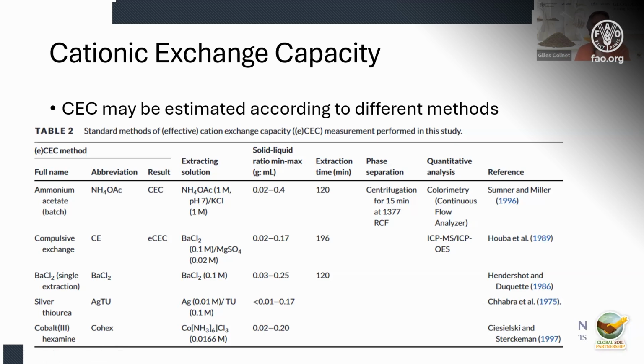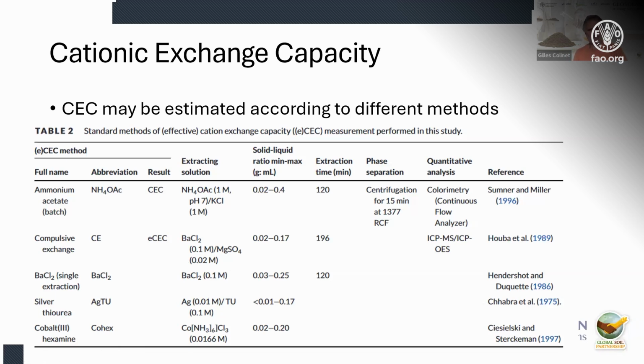But there are also others, such as using BaCl2 and precipitation with sulfate, which is single extraction of BaCl2 and measuring the quantity of Ba in the solution. Others with silver compound, and another one which is more and more widely used is the cobalt-hexamine method.